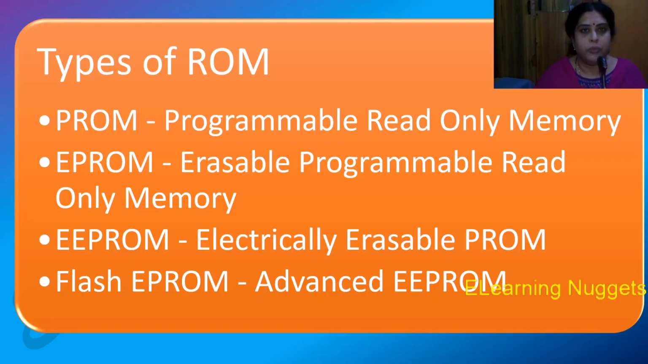What are the different types of ROM? We saw the development of computers, generations of computers changing, and the ROMs also developed over the period of time. It also got better. So you have 4 types of ROM: PROM, programmable read-only memory; EPROM, erasable programmable read-only memory; EEPROM, electrically erasable programmable read-only memory; and flash EPROM. I will briefly tell you about this.